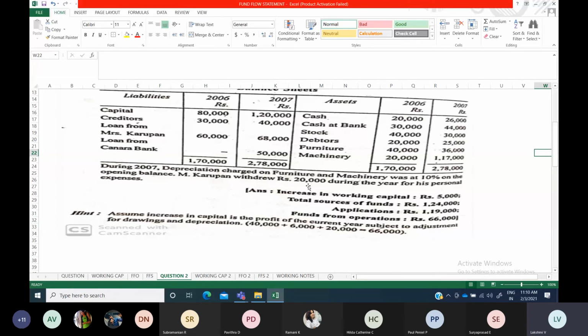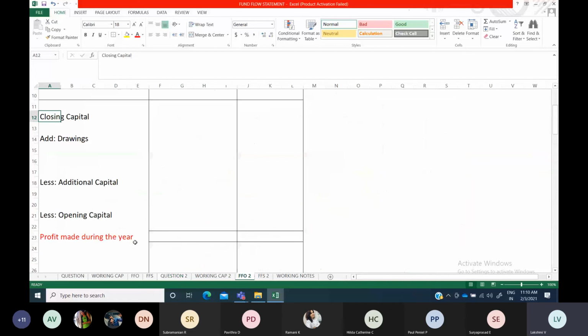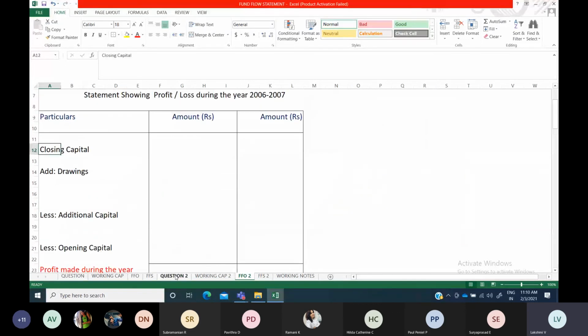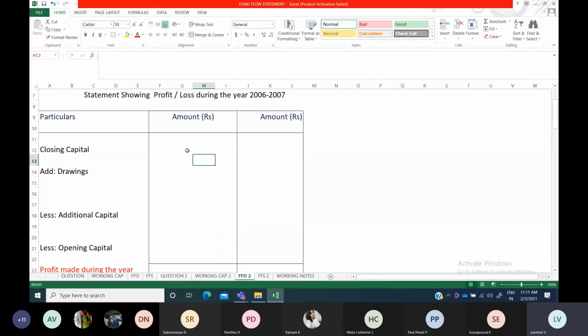So first let us fill the amount column. Closing capital: right from seeing the question you can identify 80,000 is opening and 1,20,000 is your closing capital. So just mention here 1,20,000. Why are you preparing this statement additionally? Before that you didn't prepare this because it was for a joint stock company. You just found out either issue or redemption of shares and debentures. But here you are going to prepare this, and with this only you are going to find out the profit.